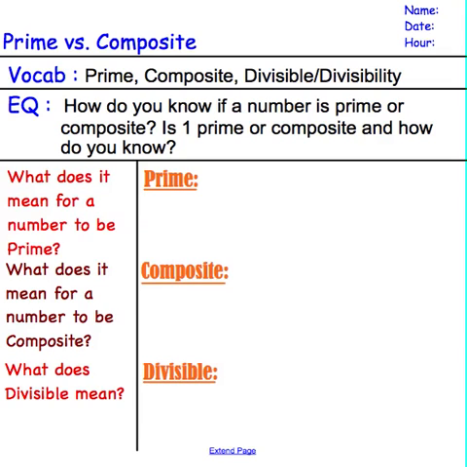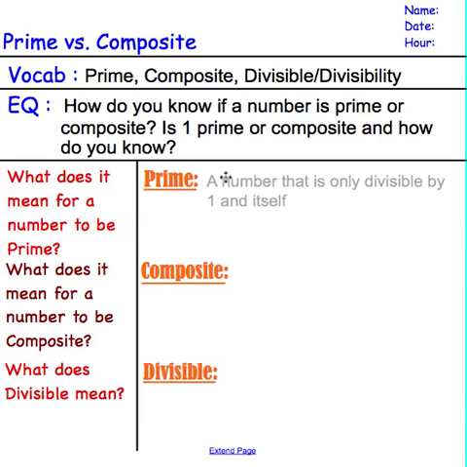Today we start Learning Target 2, and Learning Target 2 deals with prime and composite numbers and prime factorization. Today we're looking at deciphering the difference between prime and composite numbers and looking at divisibility. So first thing we want to review is what a prime number is, because a lot of you have a hard time remembering this when you first learned it in 6th grade.